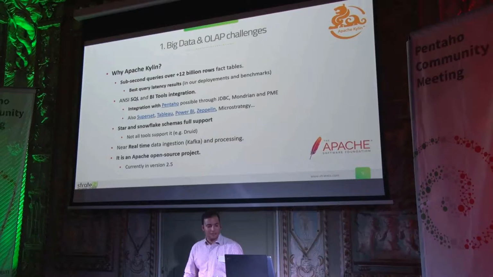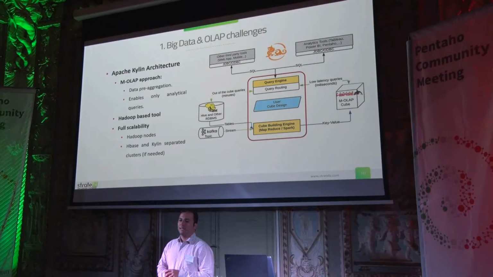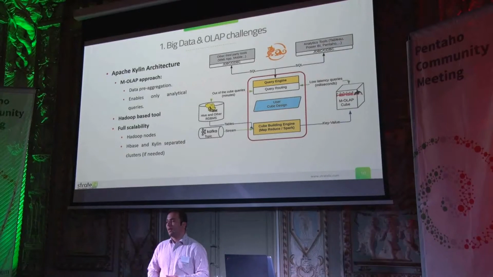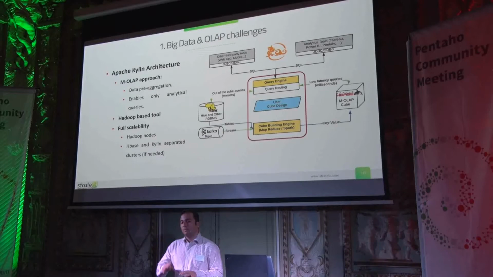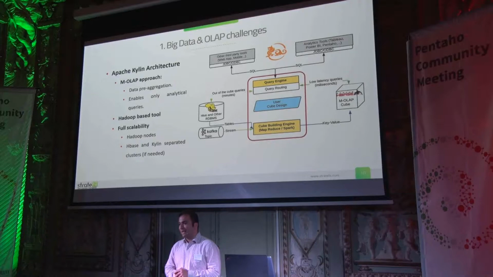And what is the architecture of this system? The fundamental approach is data pre-aggregation. So it's an OLAP system based on a Hadoop cluster. It uses two components. One is Hive, but nowadays it also works with other databases as a source, such as Oracle or SQL Server, even Vertica. Then it uses the MapReduce engine, and more recently the Spark engine, to pre-aggregate the data and store it in HBase. But HBase is transparent to the user.